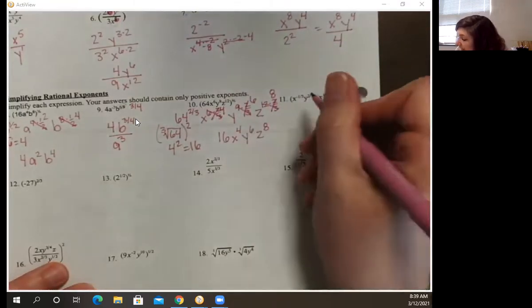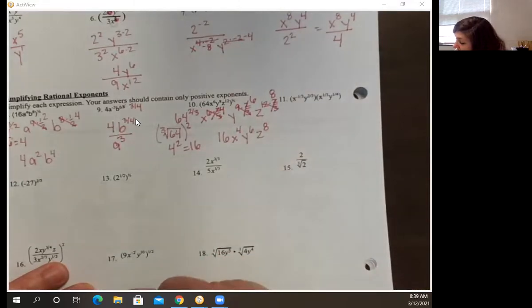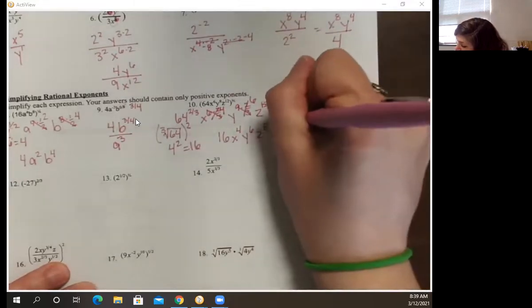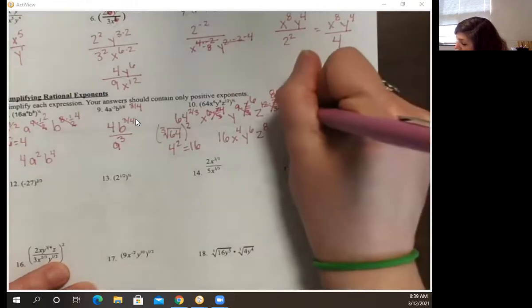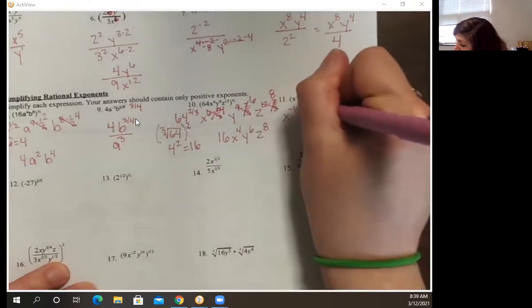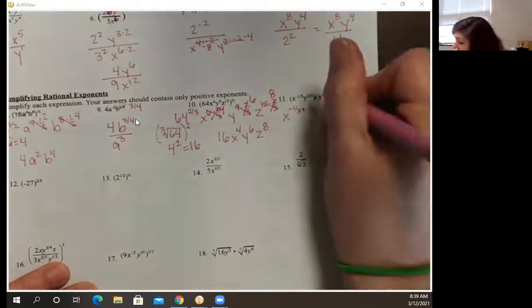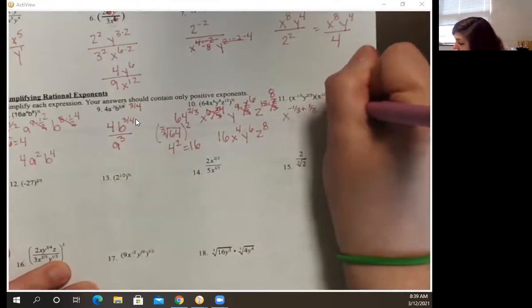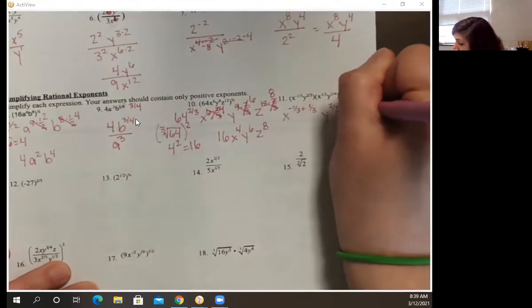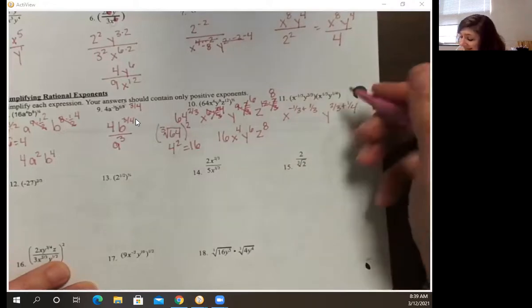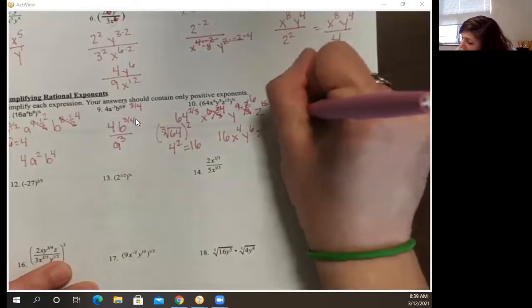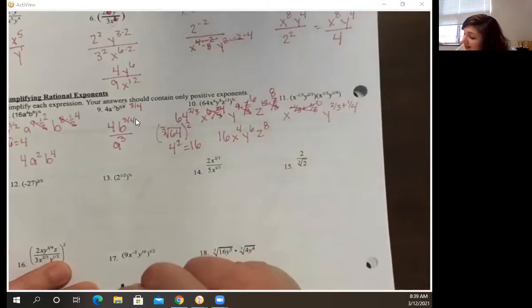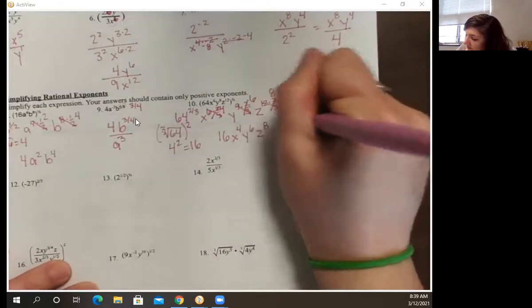For number 11, I've got some like terms to combine here. So if I look at my x's, since I'm multiplying things that have the same base, I'm going to add their exponents. So I've got negative 1/3 plus 1/3. And then for my y's, I've got y to the 2/3 plus 1/4. The x's are the easy ones here because negative 1/3 plus 1/3 is just 0. And anything to the 0 power is just 1. So I don't have any more x's here.